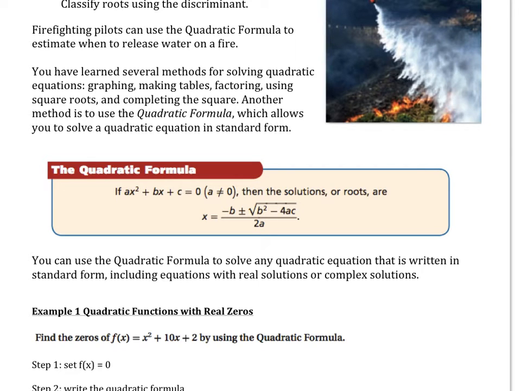If we're in standard form, which is ax squared plus bx plus c equals 0, where a doesn't equal 0, then we can find the solutions or the roots by taking the opposite of b plus or minus the square root of b squared minus 4ac all over 2a.